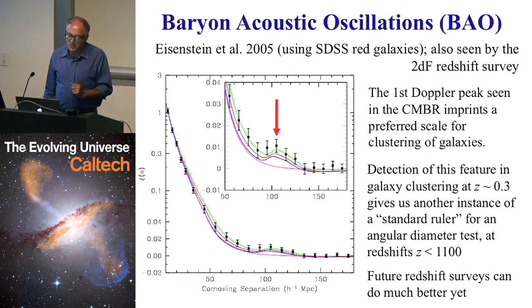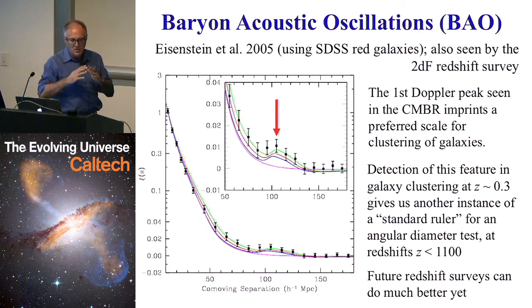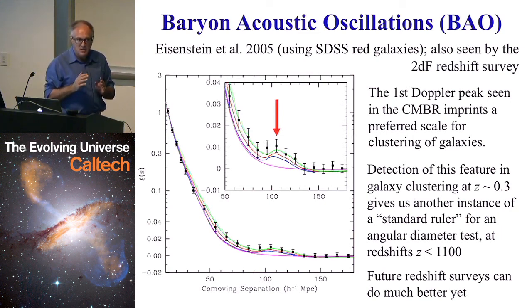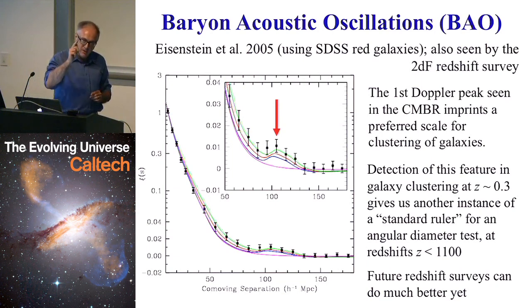Now, it would be nice if you could do the same angular diameter test somewhere else. And indeed, the size of the horizon gives a preferred scale of clustering of galaxies, 128 megaparsecs or something like that. And so if you can measure clustering of galaxies over larger scales than that, at different redshifts, you should see the signature. And sure enough, people see that. There is a little excess of power that corresponds to the size of the horizon at recombination. And now you can see this at different redshifts. It was first done with only one redshift bin, at 3 or so. And this gives you an additional point on your angular diameter test.